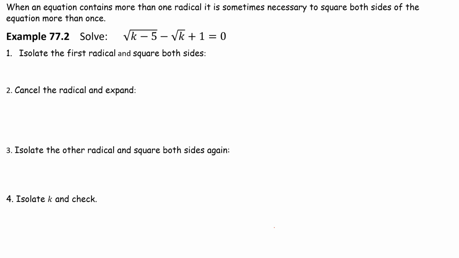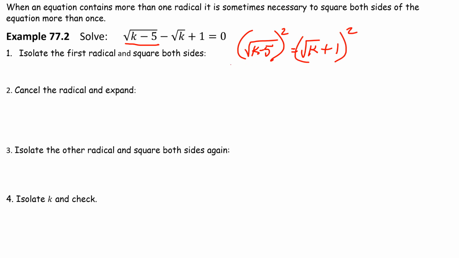Okay, sometimes you will have radical equations where there are 2 radicals in the equation. And that means that you're going to have to square both sides twice. So here we go. First of all, you have to isolate the first radical. So we're going to isolate that radical, get it by itself, and now we have to square both sides.